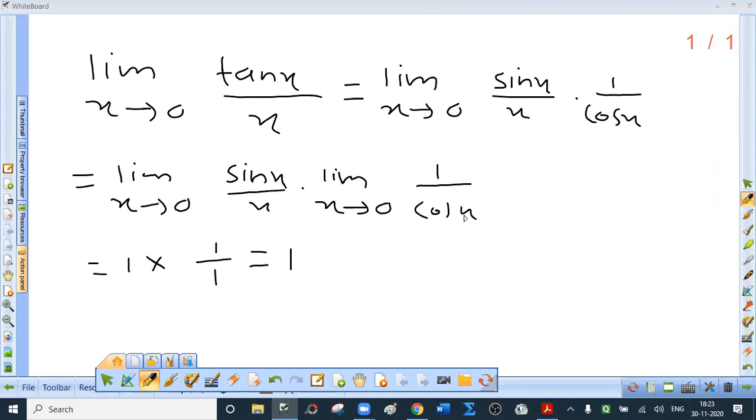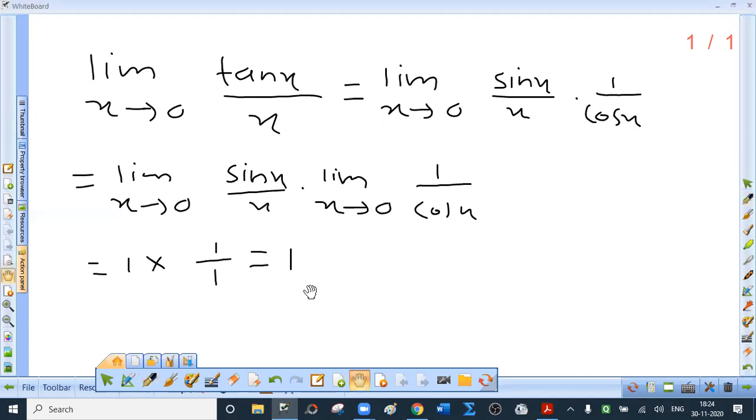Here you have to replace every x by the limiting value, which is 0. What is cos 0? 1. So the final answer is 1. Previously we used to say that to take the limit means to replace every x by its limiting value. Now we will say that to take the limit means either to use a standard trigonometric limit or replace every x by its limiting value. So limit x tends to 0 of tan x upon x is always 1.